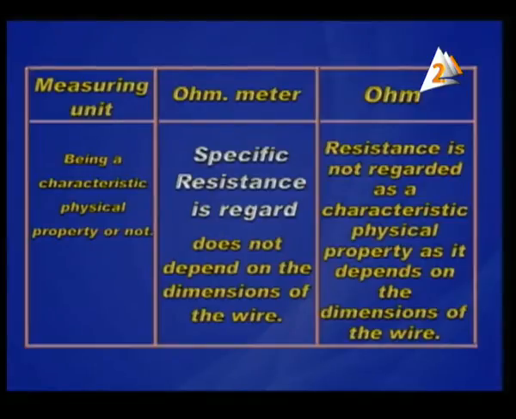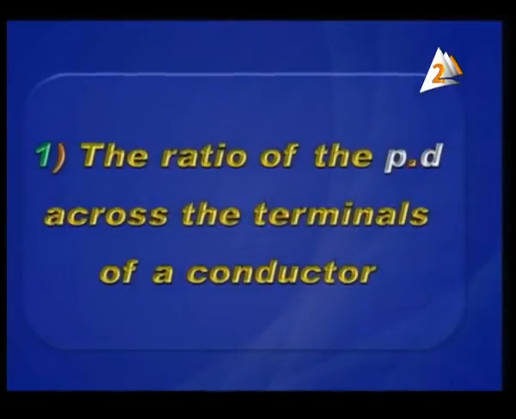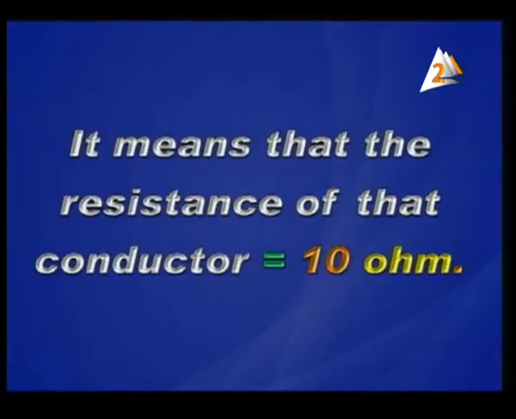Another type of questions, what's meant by the ratio of the potential difference across the terminals of a conductor to the current passing through the conductor equals 10 volt over ampere? Ratio between voltage and current intensity is resistance. Of course, it means that the resistance of that conductor must be equal to 10 ohms.